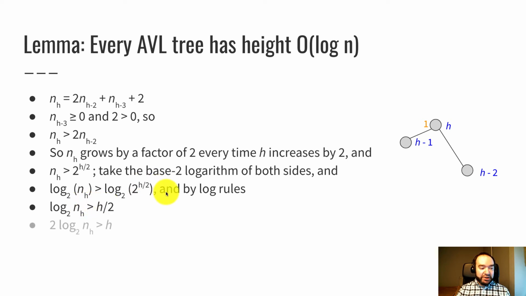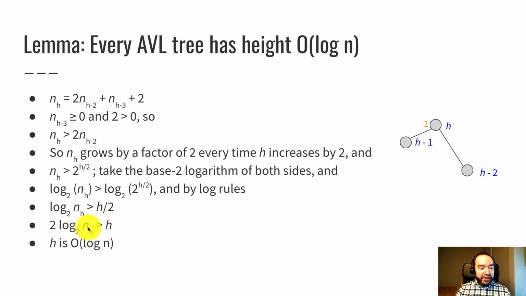Finally, a little bit of algebra to solve for h. We multiply both sides by 2, and we see that 2 log base 2 of n(h) is greater than h. So that says the height is log n. So again, this is saying that the height of a tree has to be less than 2 times the base 2 logarithm of n(h), the minimum number of nodes in a tree of height h.